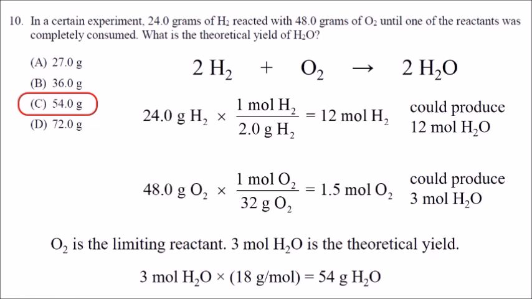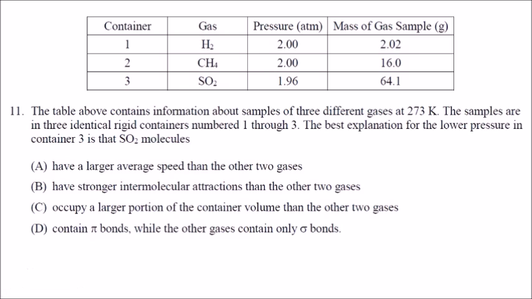Number 11, we have three different containers that hold a different sample of gas. We have hydrogen, we have CH4, which is methane, and we have sulfur dioxide. Now the pressure in the sulfur dioxide container is slightly less than in the hydrogen and the methane. Each of these samples contains 1 mole of gas. So 2 grams of hydrogen, 16 grams of methane, and 64 grams of sulfur dioxide.